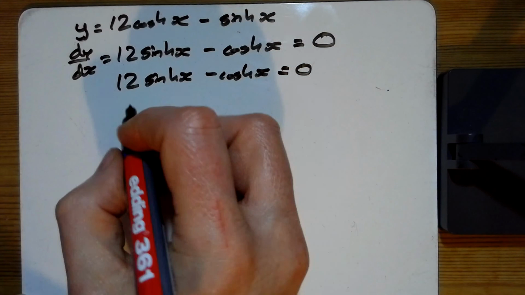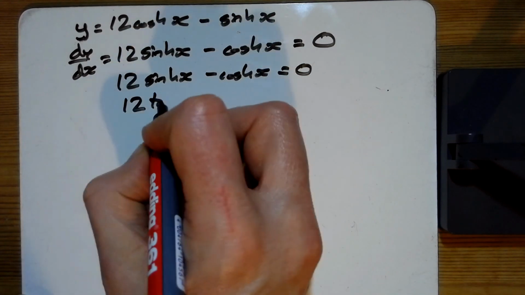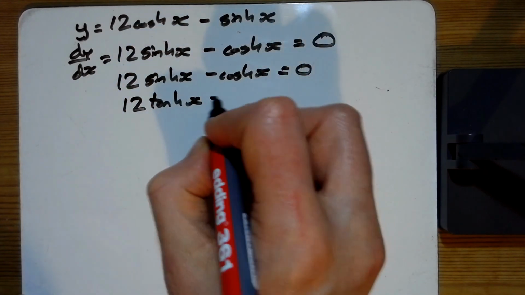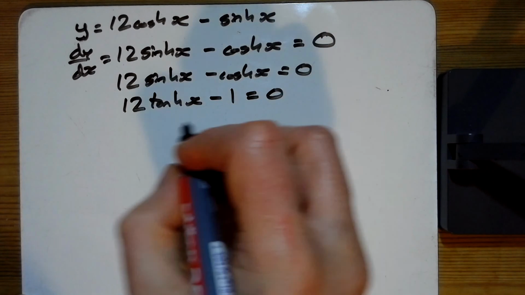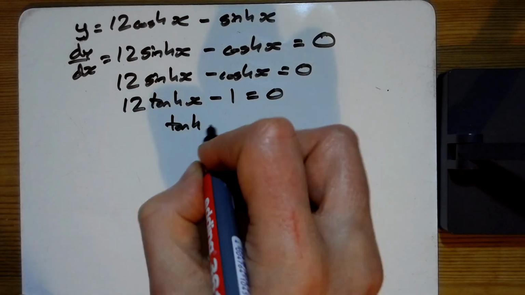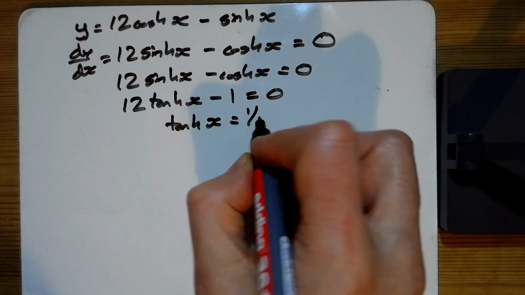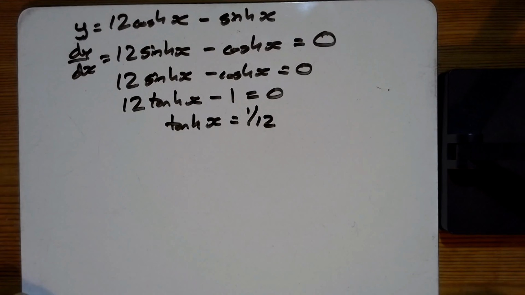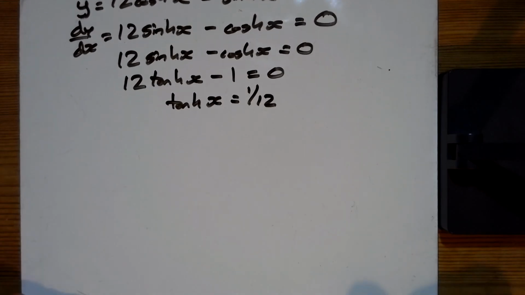Divide it all through by cosh, and that will get you 12 tanh minus 1 equals 0. And so we've got that the tanh is equal to a 12th. Now we can't just use the calculator to do that, because it does say exact.